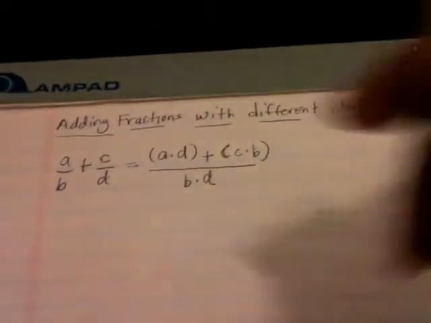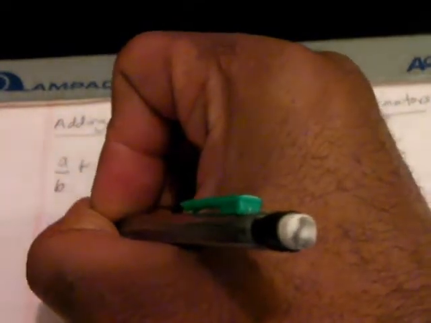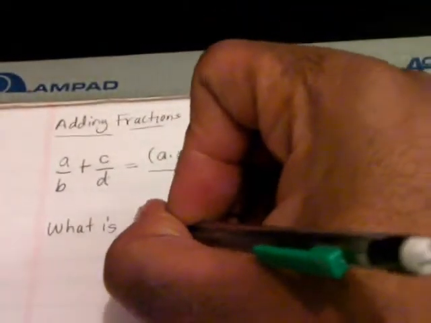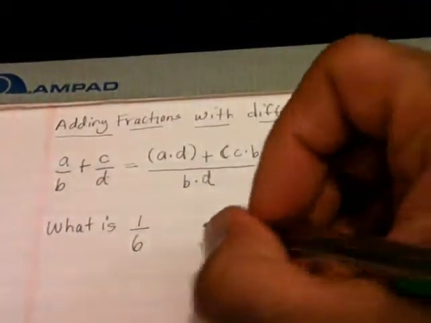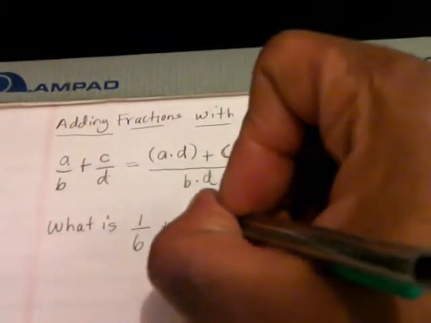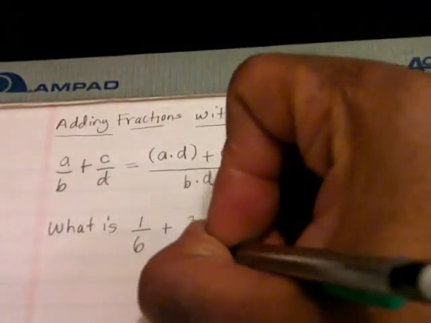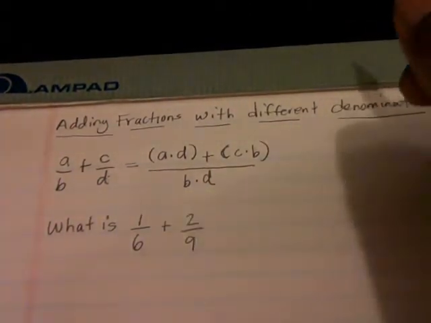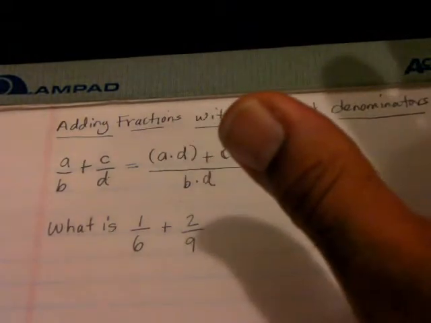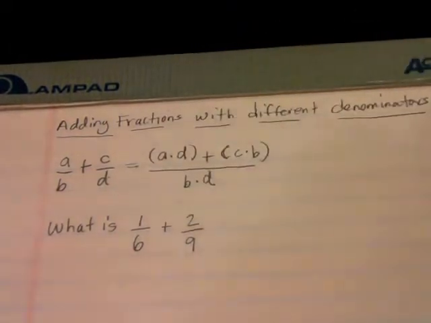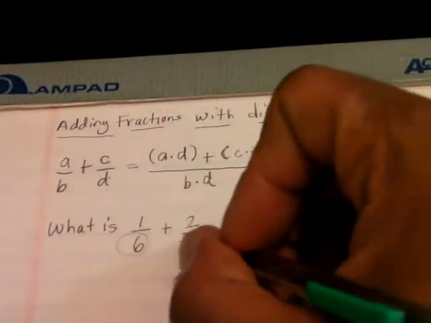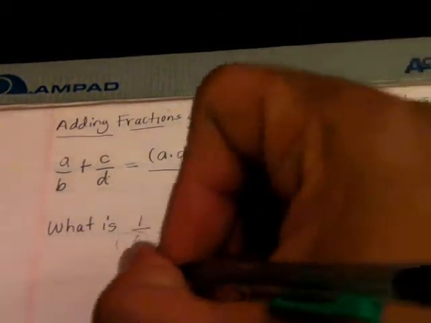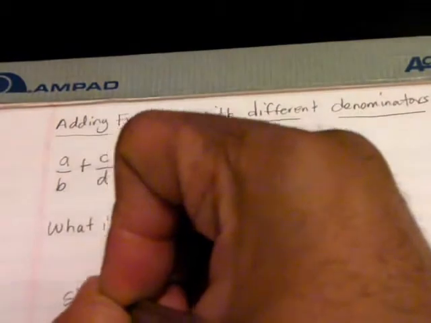I'm going to write this. What is 1/6 plus 2/9? All right. First thing you need to do is find the common multiple between the two denominators of these two fractions. Okay. Step 1, find the common multiple.